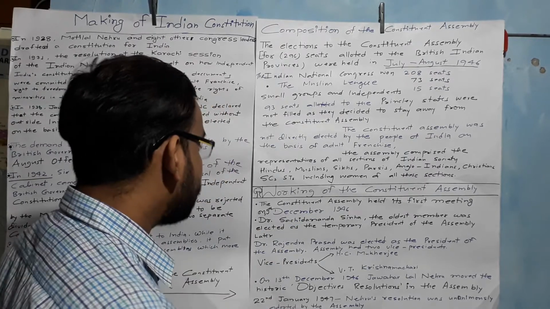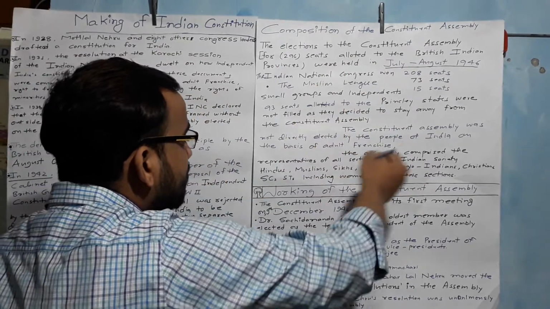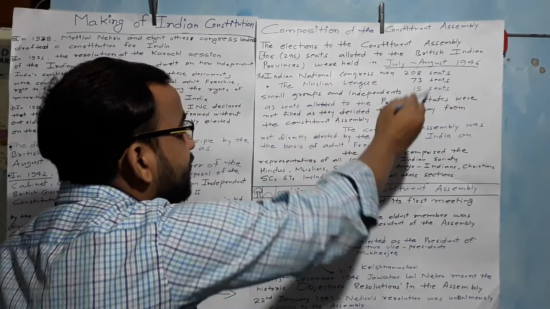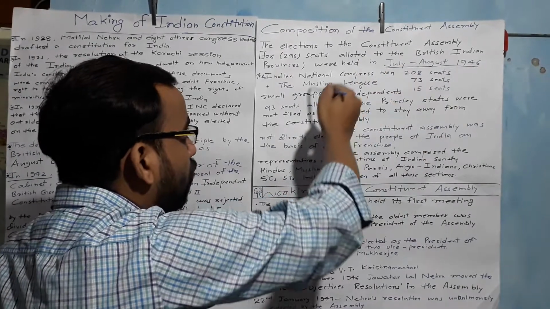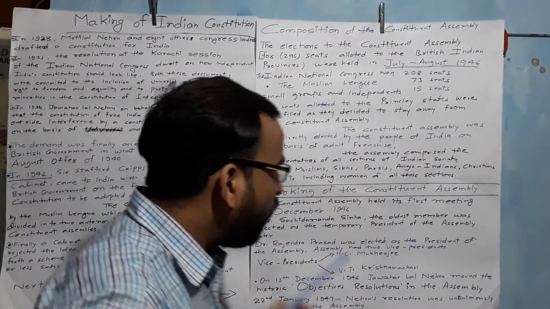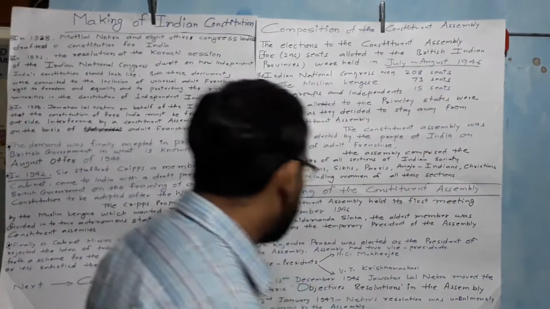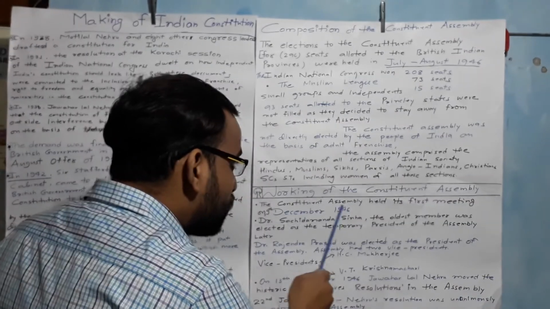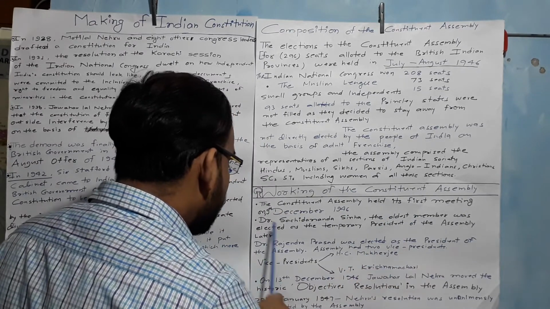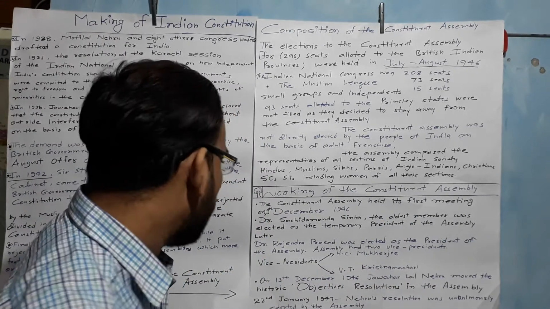This is a very important topic. Write in your notebook: composition of the Constituent Assembly. Working of the Constituent Assembly is the next topic. The Constituent Assembly held its first meeting on 9th December 1946.